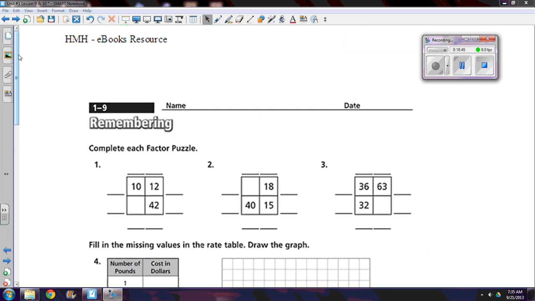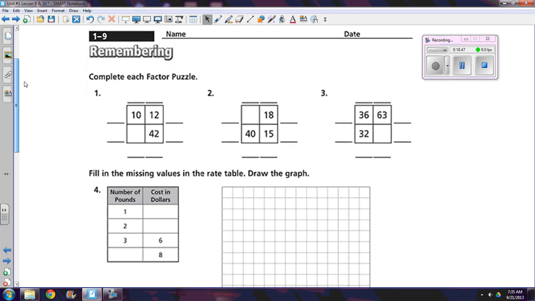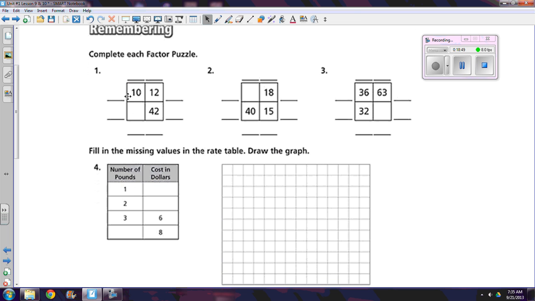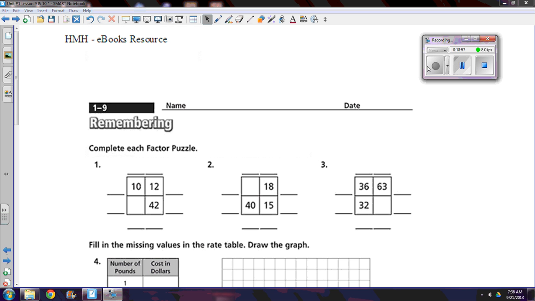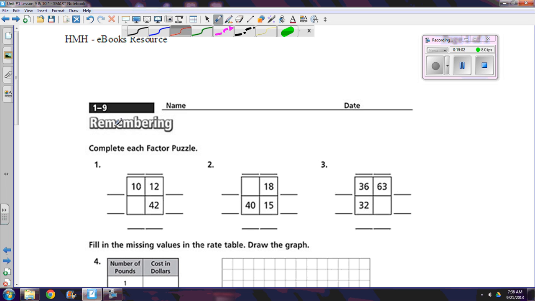And then the remembering side of 1.9, more factor puzzles. 10 to 12, you'd have to find a number that would go into 10 that would also go into 12. So hopefully you recognize that 2 would go into both. 2 goes into 10 5 times, 2 goes into 12 6 times, and then you just got to finish it.